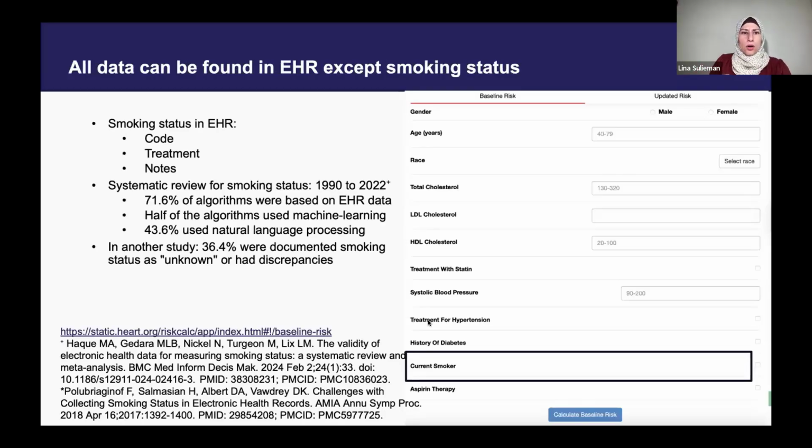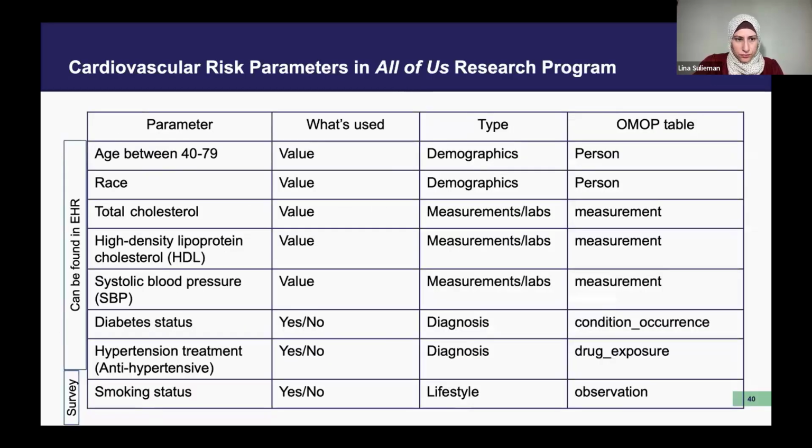Okay. Now, all those risk score inputs can be found in the EHR most of the time, except the smoking status. Usually the smoking status is buried in clinical notes. Different studies showed that between 43% and 70% of smoking status is included in the clinical notes, which makes it really hard to extract. But in All of Us, we have it through the survey, as we discussed earlier.